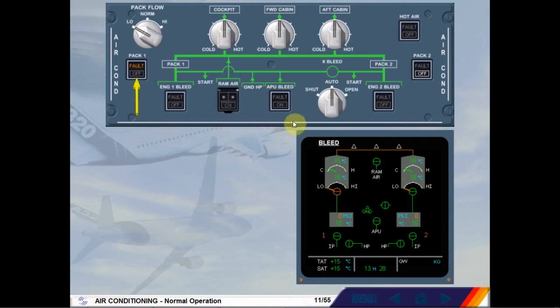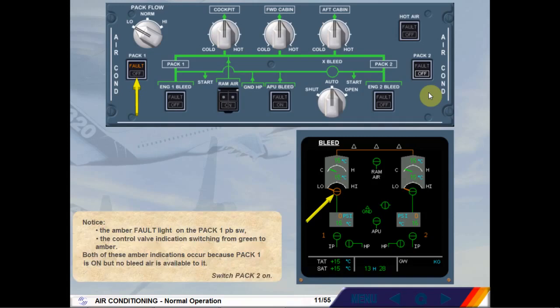Notice the amber fault light on the Pack 1 push-button switch. The control valve indication switching from green to amber. Both of these amber indications occur because Pack 1 is on, but no bleed air is available to it. Switch Pack 2 on.